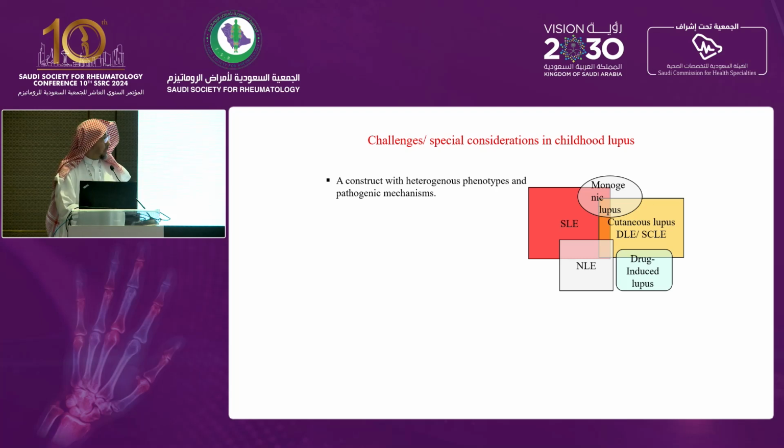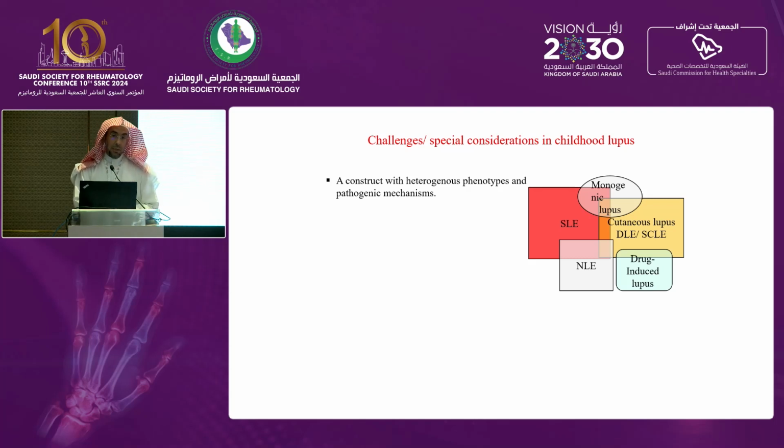I made this cartoon: the SLE, which is sporadic, the usual one we use, but we are still seeing monogenic lupus. We have neonatal lupus, cutaneous lupus, again with a wide spectrum of manifestations, and drug-induced lupus. These entities have heterogeneous phenotypes and different pathogenic mechanisms. You cannot lump everything into one disease or term.